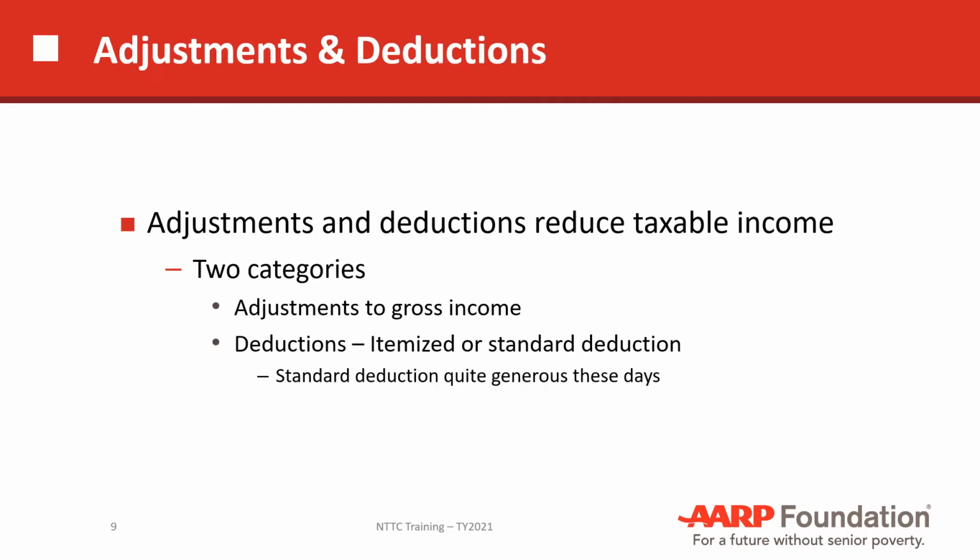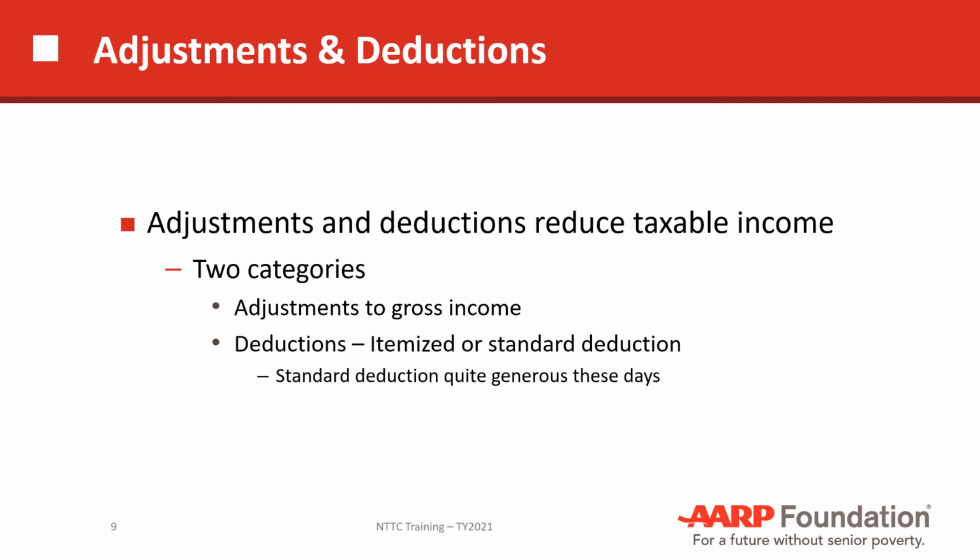Adjustments and deductions. Adjustments and deductions reduce a taxpayer's taxable income. There are two categories on the 1040. First is adjustments to gross income. There will be a list of things on the 1040, which we'll look at in a few minutes, that are listed as adjustments to gross income. The second category is deductions. They can be either itemized deductions or the standard deduction.